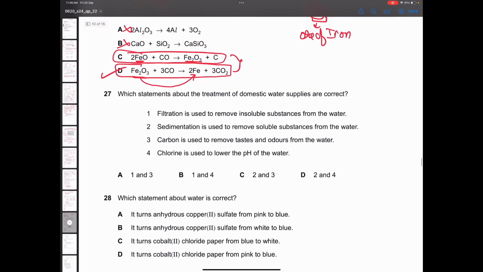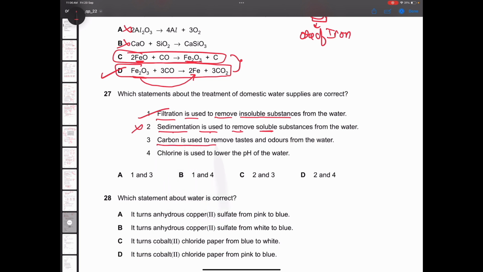Which statements about treatment of domestic water supplies are correct? Filtration is used to remove insoluble substances. That is correct. Sedimentation is used to remove soluble substances. See, if it is soluble, why will it settle down? Sedimentation is used to remove the insoluble impurities which are heavy so that they settle to the bottom of the tank. Statement 2 is incorrect.